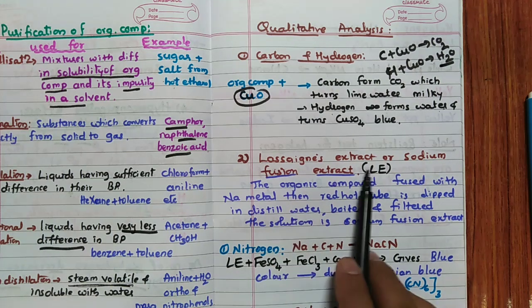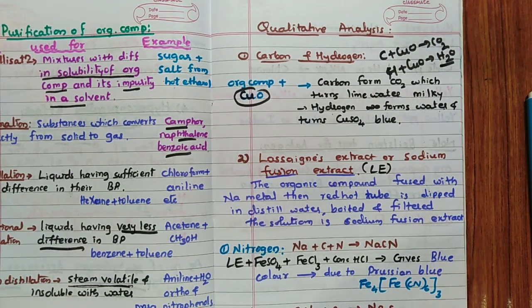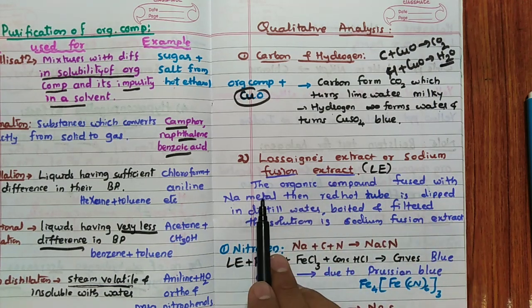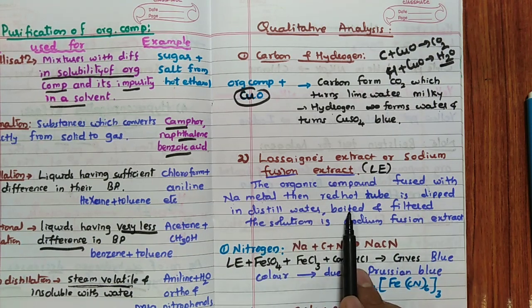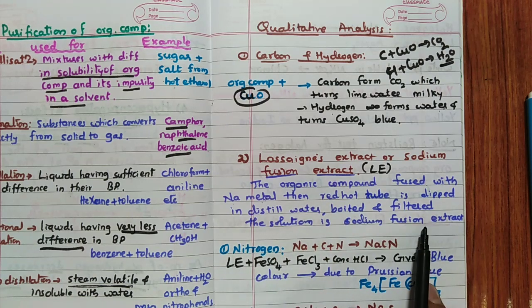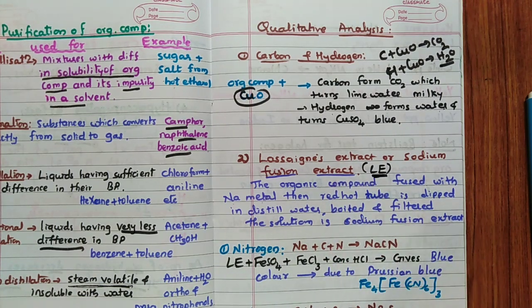Then the second one, Lassaigne's extract or sodium fusion extract. How to prepare it? The organic compound is taken in the fusion tube. Sodium metal is added and heated to red hot, then dipped in distilled water, boiled and filtered. The filtrate is called sodium fusion extract or Lassaigne's extract. I will indicate it as LE.